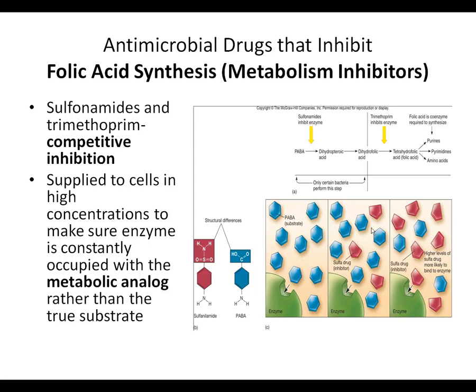Now, trimethoprim actually is going to interfere not at the substrate level where PABA does, but rather here where the dihydrofolic acid is created. Dihydrofolic acid is a product of this conversion of PABA, and what the trimethoprim does is it is a competitive inhibitor of the enzyme dihydrofolate reductase. If we can stop that, we stop the production of folic acid, and again we stop the production of purines, pyrimidines, and amino acids to our bacteria.